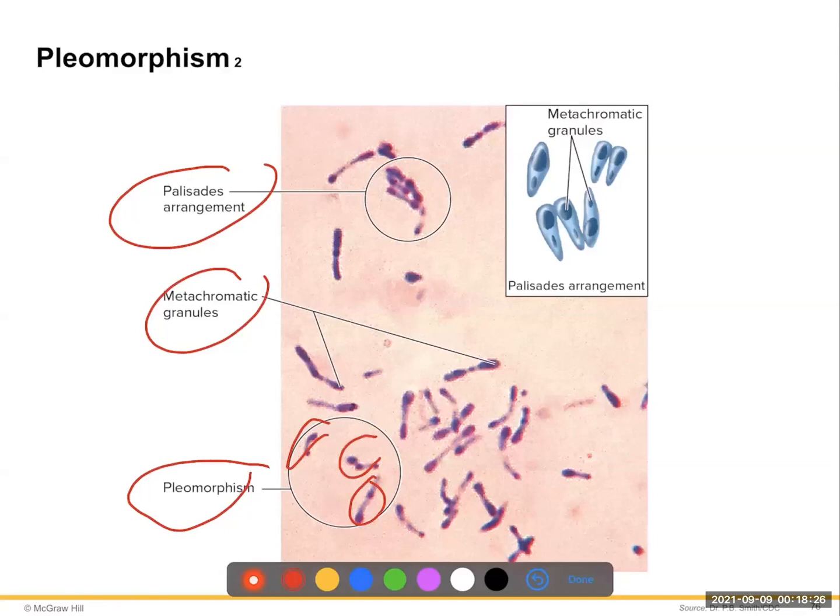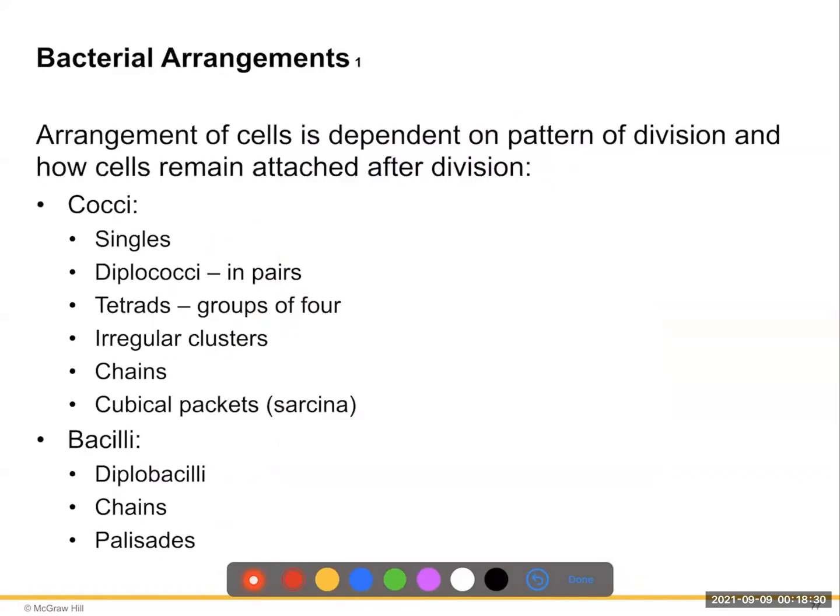You're not limited to just one shape. The arrangement of the cells depends on the pattern of division and how cells remain attached after they divide. Cocci, remember, means spherical. They can be single. They can be diplococci, which means two, a pair. Tetrads, which are groups of 4. Irregular clusters, chains, or cubical packets. And those are all the different ways cocci can manifest themselves as different shapes.